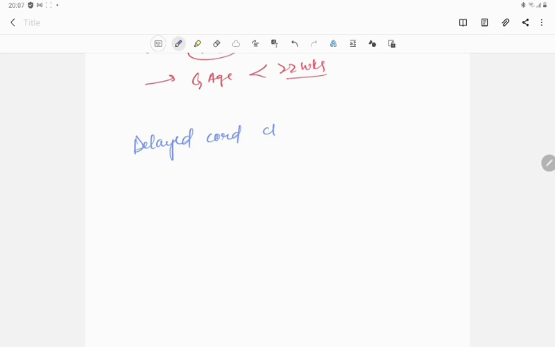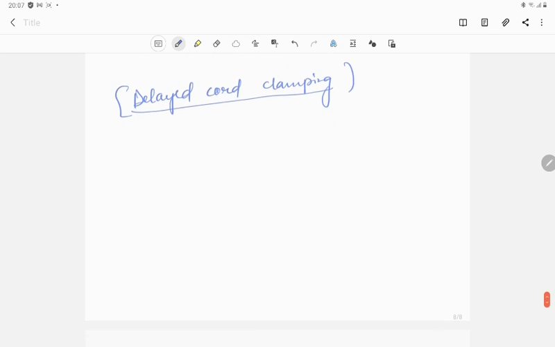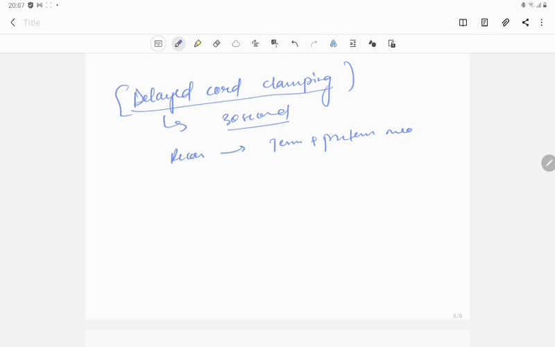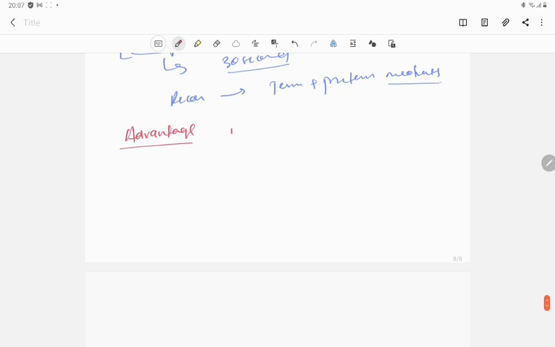There is another thing that I want to tell you about. Delayed cord clamping, because now that we are delivering the baby, we should understand all these things. So how much delay? 30 seconds, right? Wait for 30 seconds before clamping the umbilical cord. It is recommended in all the term and preterm neonates, right? So let us talk about the advantage of it.